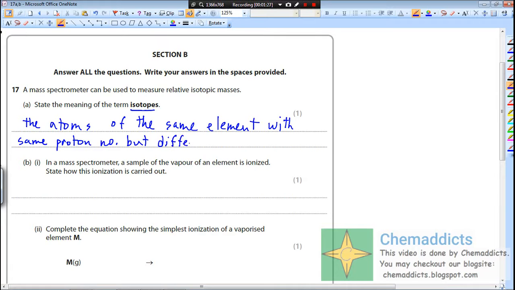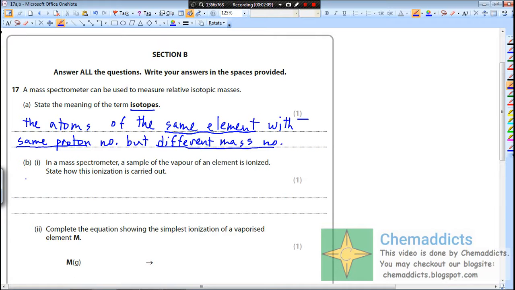Okay, that's the definition of isotope. So the isotopes are the atoms of the same element with the same proton number but different mass number. The main things in this definition are: the same element, the same proton number, then different mass number. We need to mention this in the definition, then we are able to achieve this mark. So that was easy.